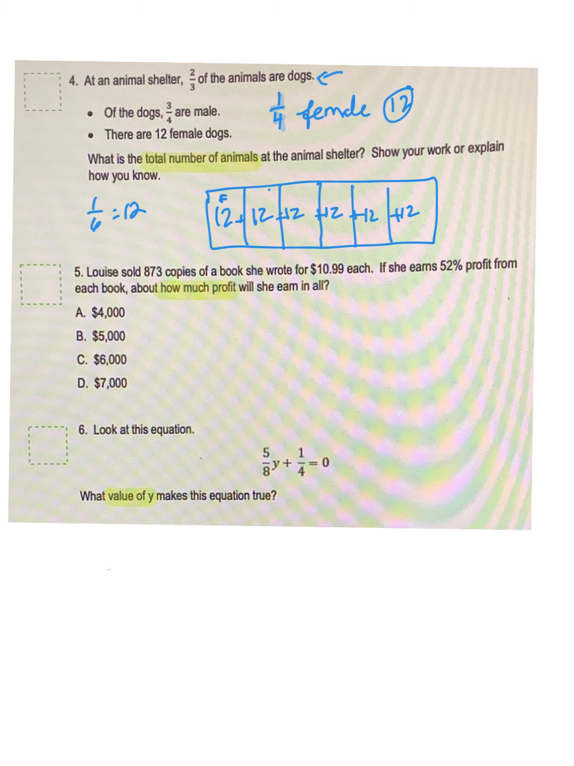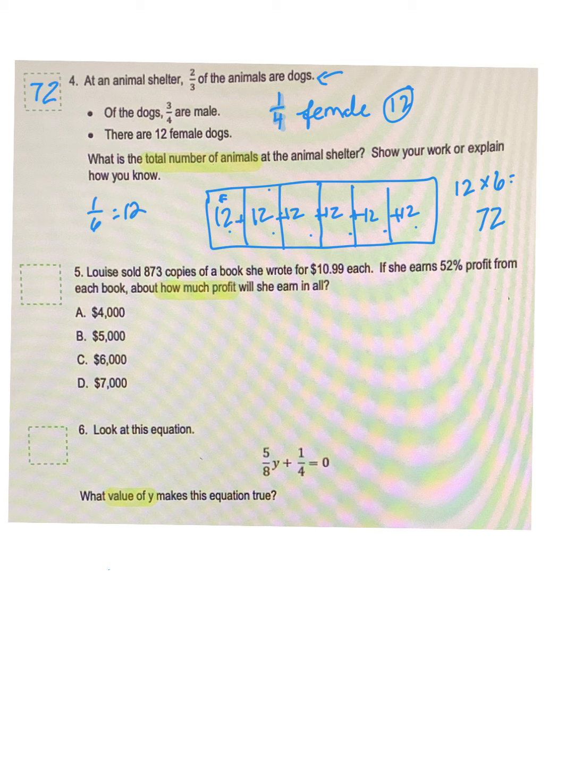Or you could multiply. So 12, because multiplication is just repeated addition. And there are 1, 2, 3, 4, 5, 6. And 12 times 6 is 72. So that means there are 72 animals in the shelter.